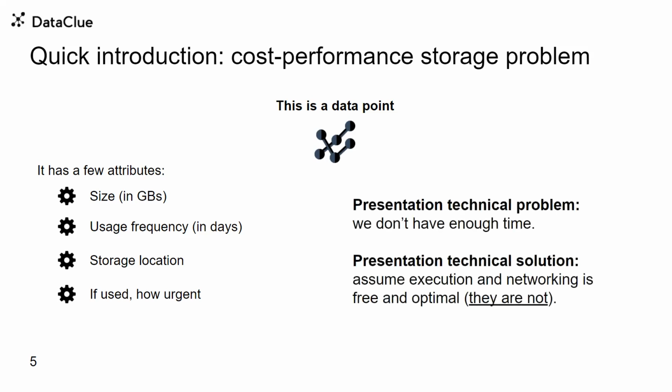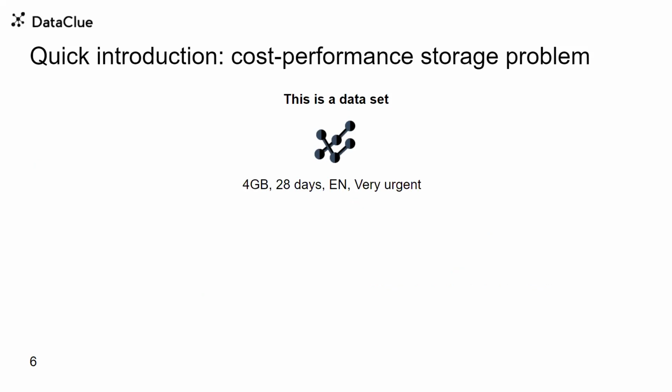Another few attributes are problematic because the presentation has a technical problem saying we don't have enough time, just 20 minutes, and therefore we don't have time to present all the attributes. So let's just assume the execution and networking are framed optimally. They are not, they're actually really complex, and we just ignore them for the sake of time.